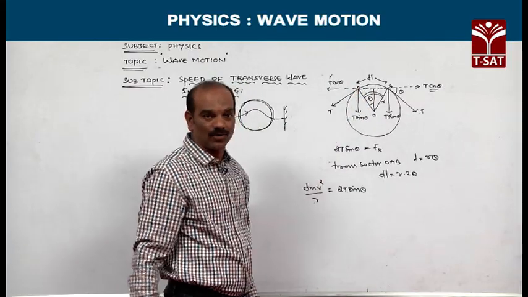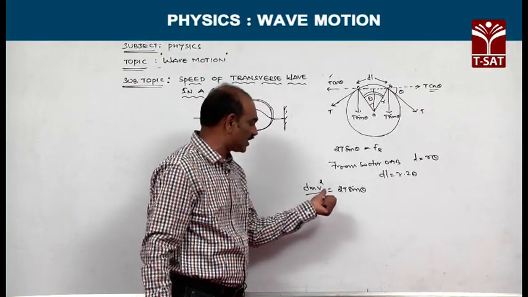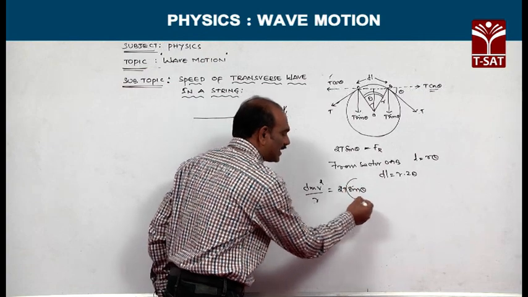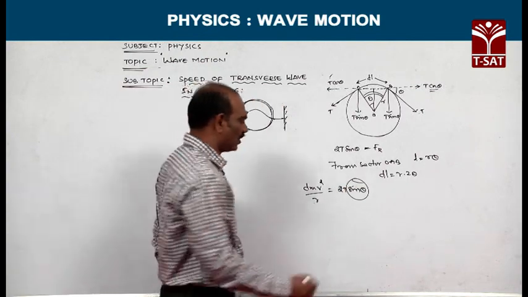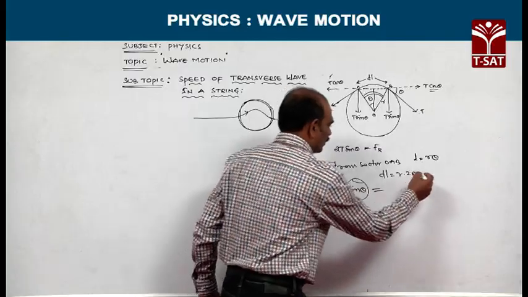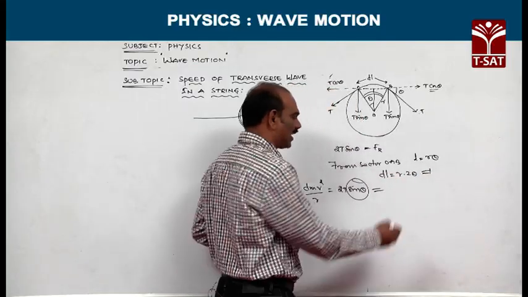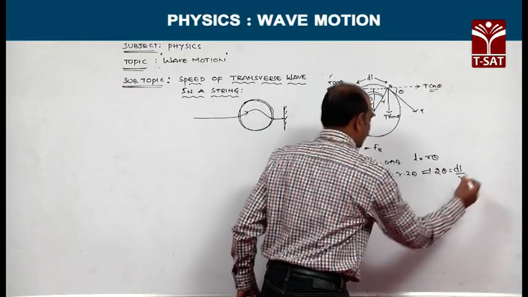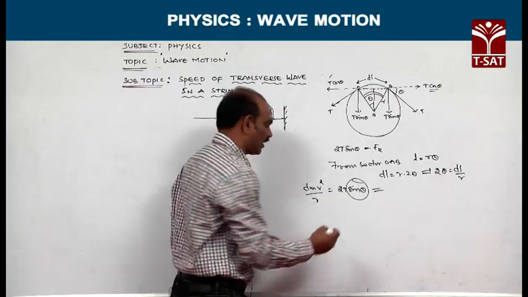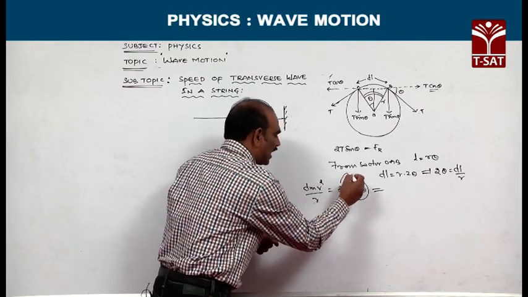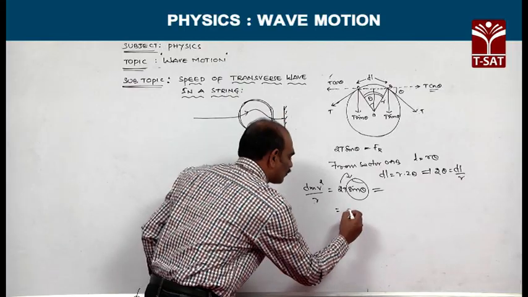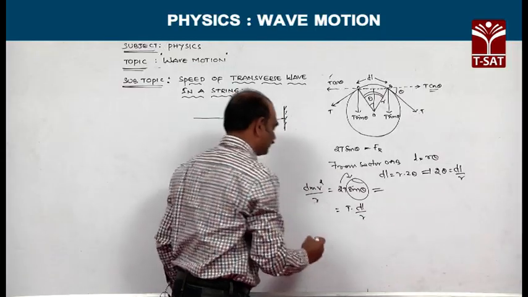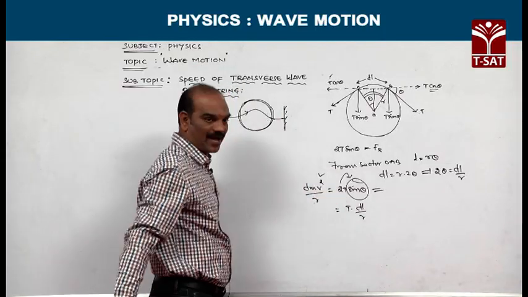Now our aim is to calculate the speed of the transverse pulse, which is v over here. For small angles of theta, sin theta can be replaced by theta. From this, dl is equal to r into 2 theta, so 2 theta can be replaced by dl by r. Therefore, T into dl by r. Now our aim is to find the v value.